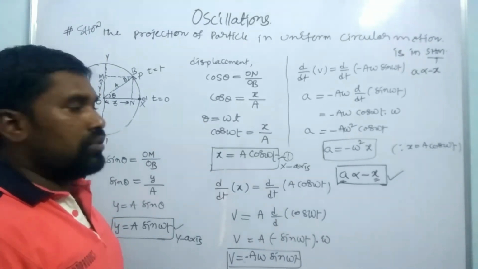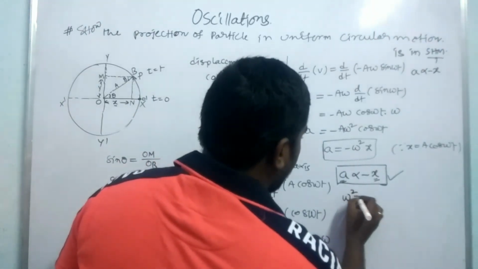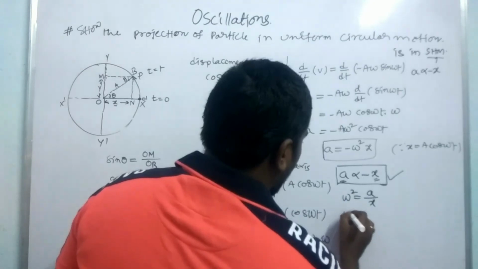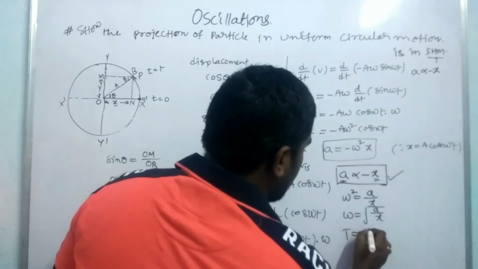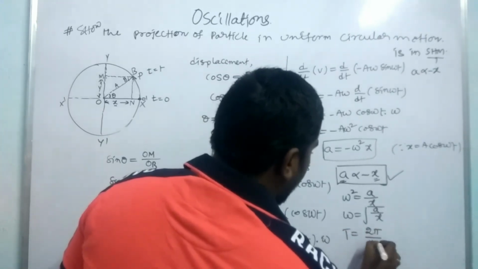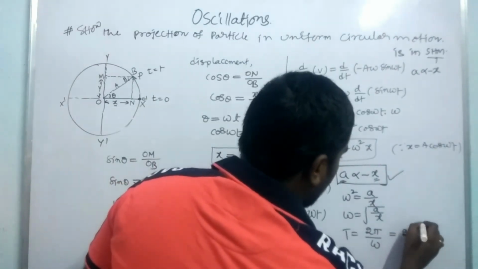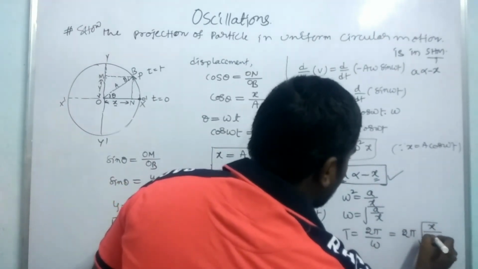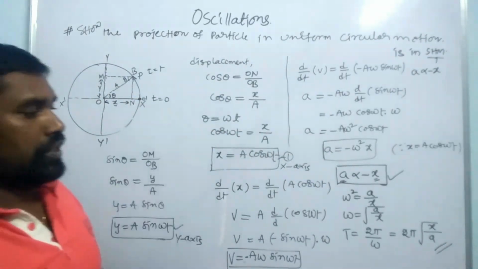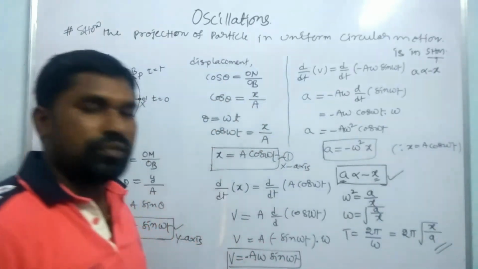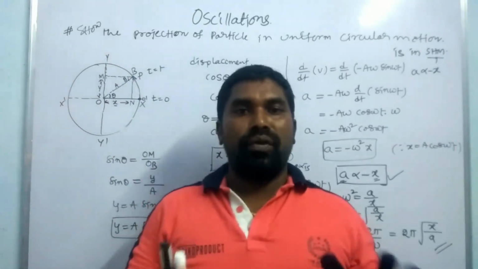If we have to find the time period, from the omega square value, omega square is equal to a by x, so omega is equal to the square root of a by x. Therefore the time period T is equal to 2 pi by omega, which is 2 pi into root of x by a. So this is the time period of the particle in the uniform circular motion: displacement by acceleration.